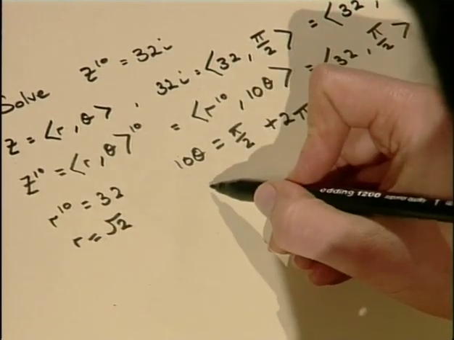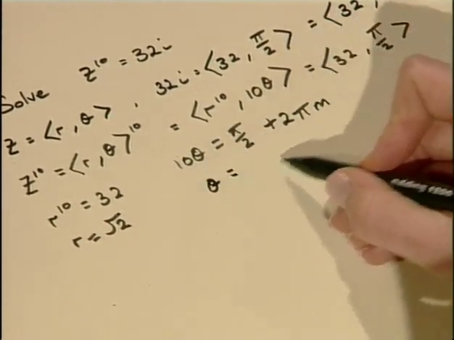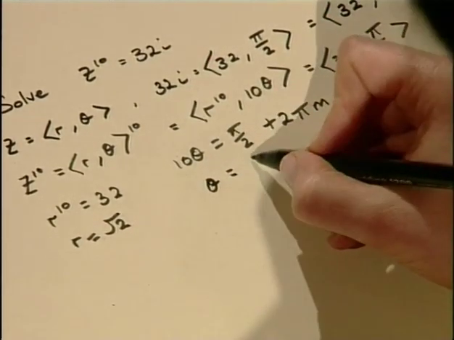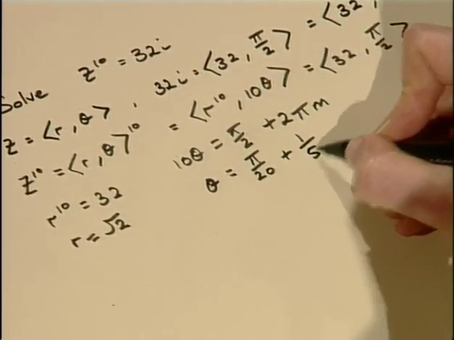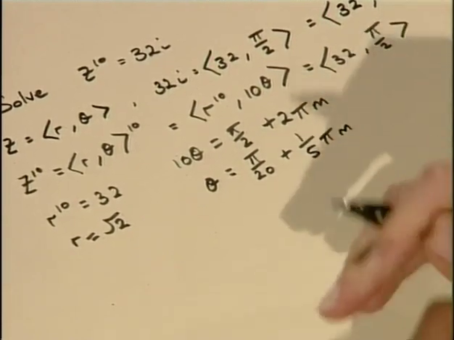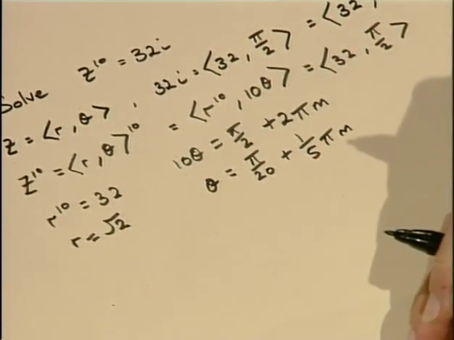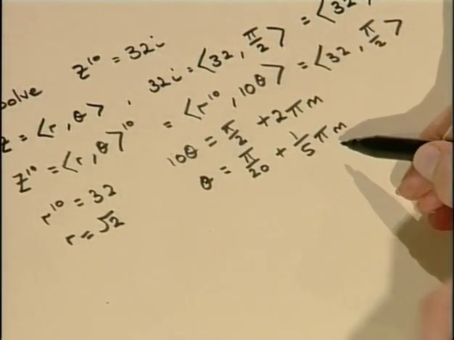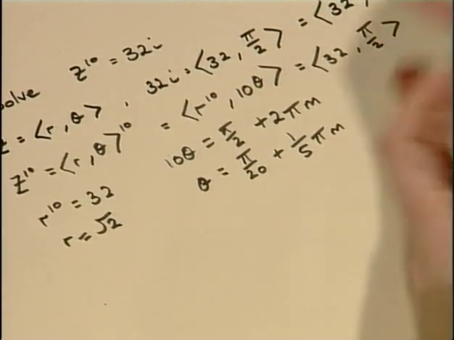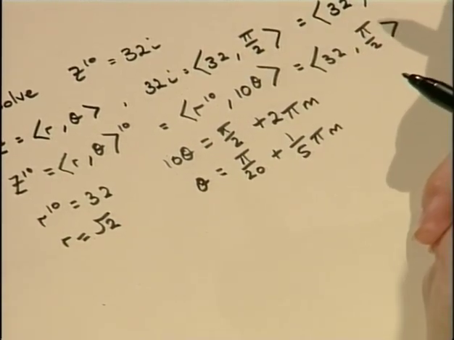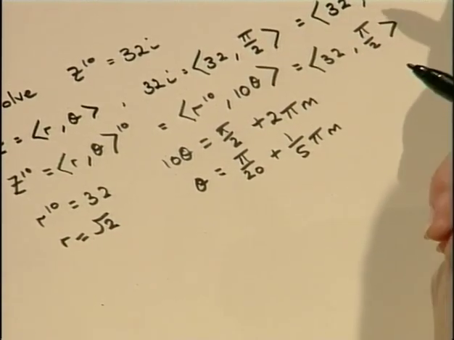Now I'd like to find theta. So dividing both sides by 10, that gives me pi over 20 plus 2 over 10, so that's 1/5 pi m. So we have two equations, and we've worked out from one what r is. And now we've got to work out from this equation what the values of theta can be. Well, at first sight, it looks as if there are infinitely many possible values of theta, because there are infinitely many different values of m.